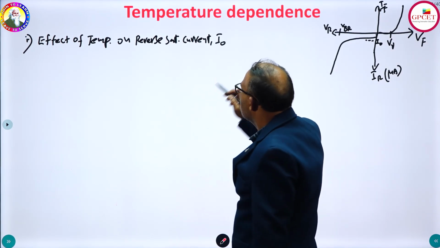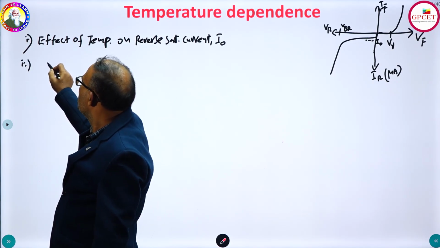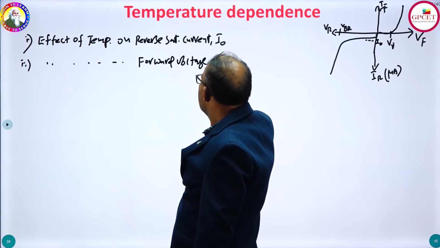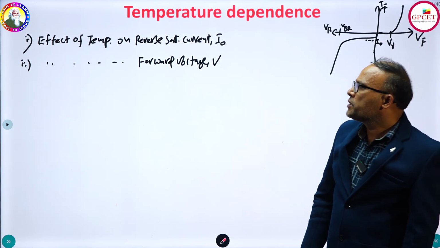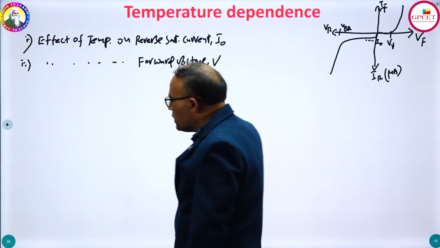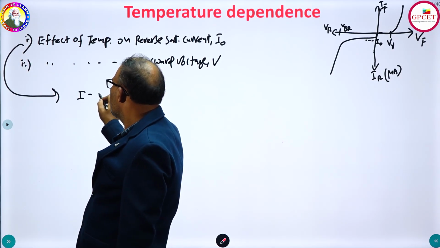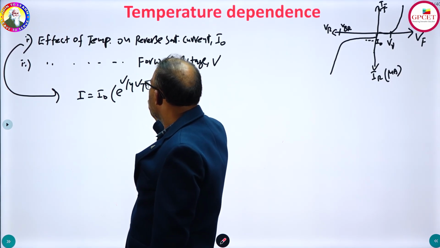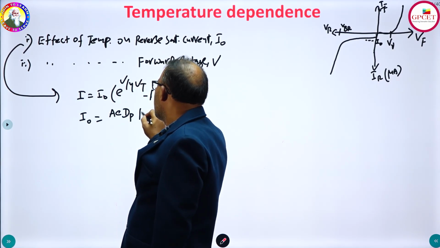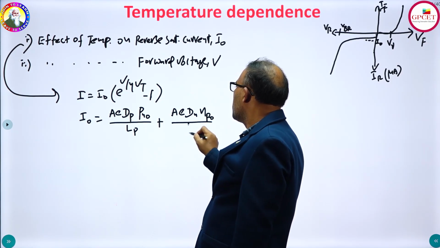And the second case, we can also learn the effect of temperature on forward voltage V. Let us see some important concepts here, how temperature affects the reverse saturation current I naught and the forward voltage V. First, going with the effect of temperature on reverse saturation current I naught, we have the expression I is equal to I naught into e power V by eta Vt minus 1. We have I naught as I naught is equal to Ae dP Pn naught divided by Lp plus Ae dn Np naught divided by Ln.